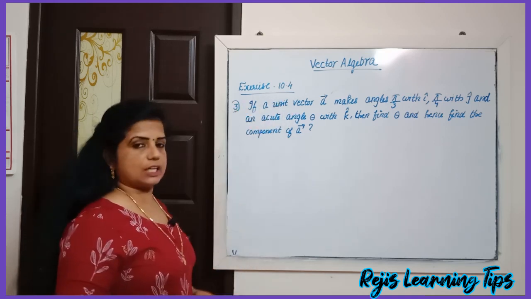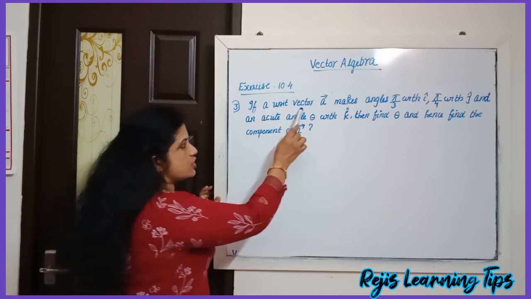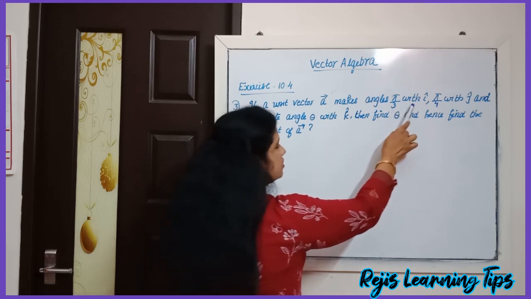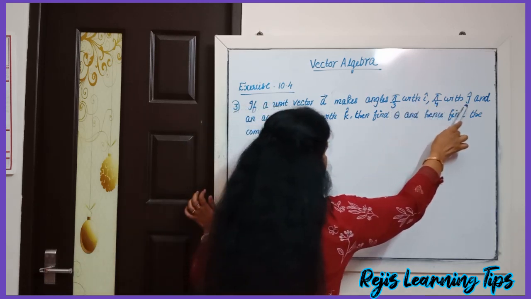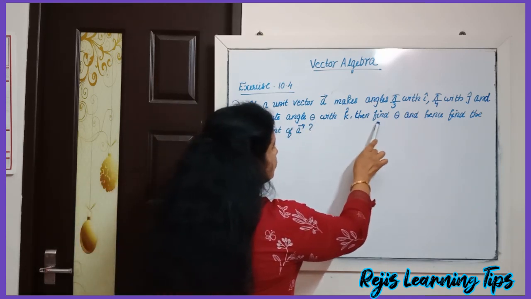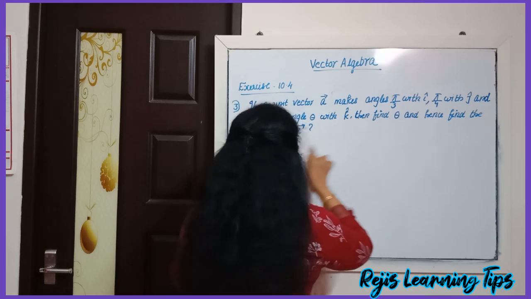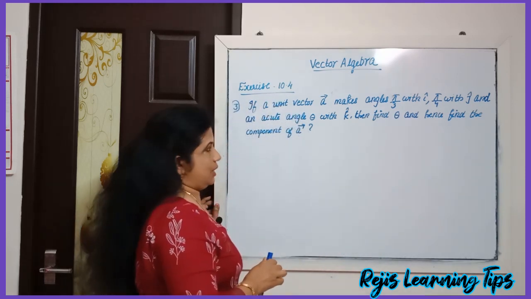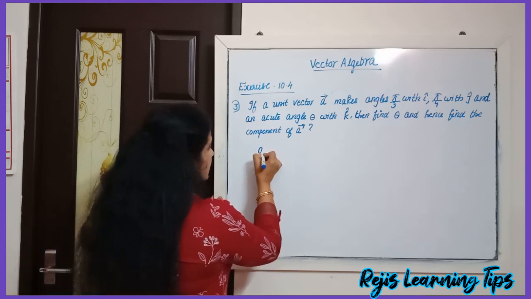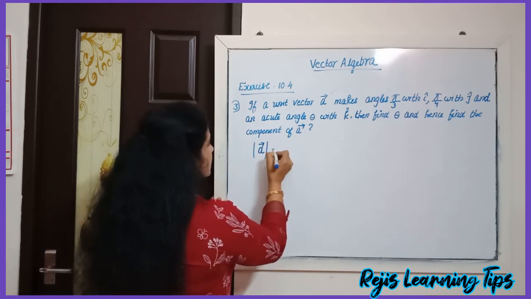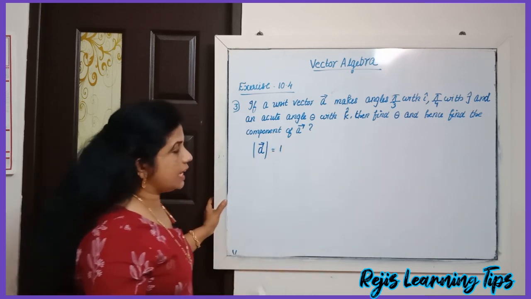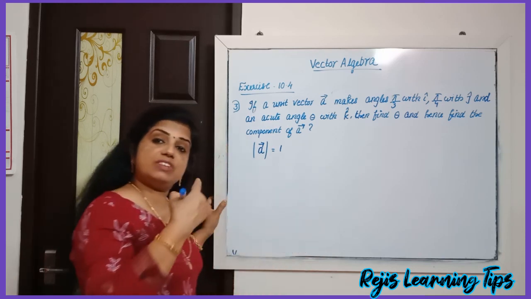Exercise 10.4, third question. If a unit vector A makes angles pi by 3 with I, pi by 4 with J, and an acute angle theta with K, then find theta and hence find the components of vector A. If A is a unit vector, we can write the magnitude of vector A is equal to 1. And this vector makes angle pi by 3 with I.